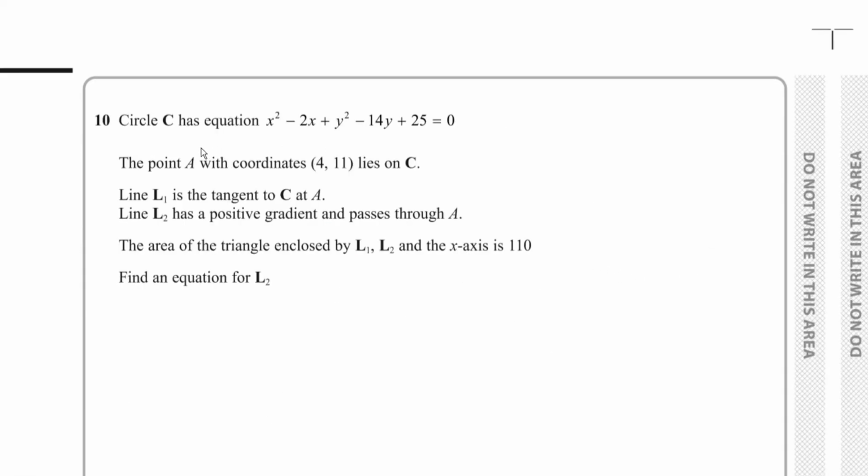Question number 10. Circle C has equation x squared subtract 2x plus y squared subtract 14y plus 25 equals 0. The point A with coordinates 4, 11 lies on C. Line L1 is the tangent to C at A. Line L2 has a positive gradient and passes through A. The area of the triangle enclosed by L1, L2 and the x-axis is 110. We have to find an equation for L2.